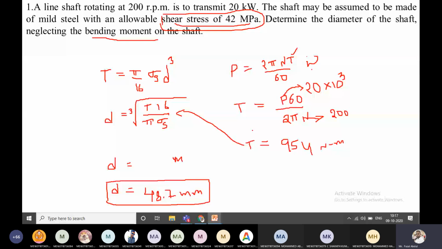So this is one of the problems according to the first category of strength, that is, the shaft is subject to pure torsion.